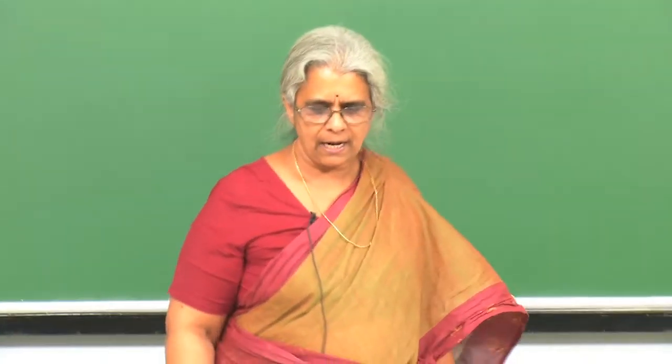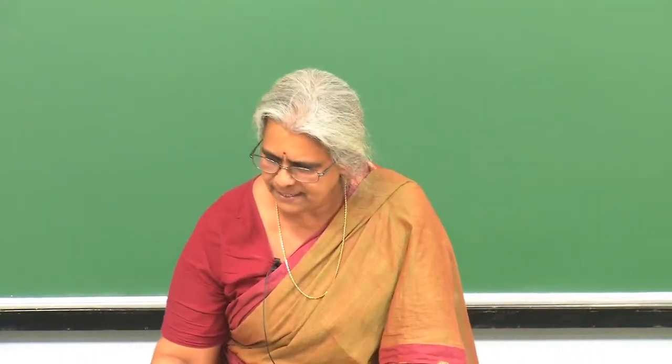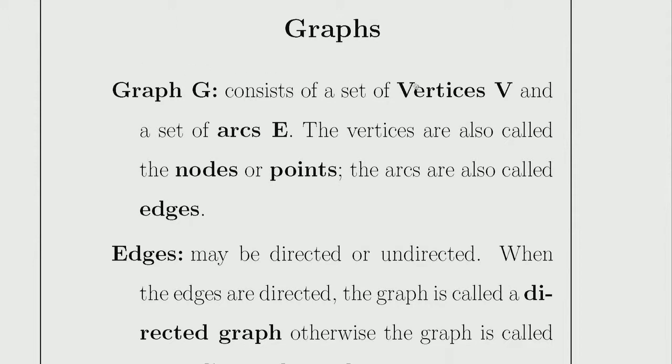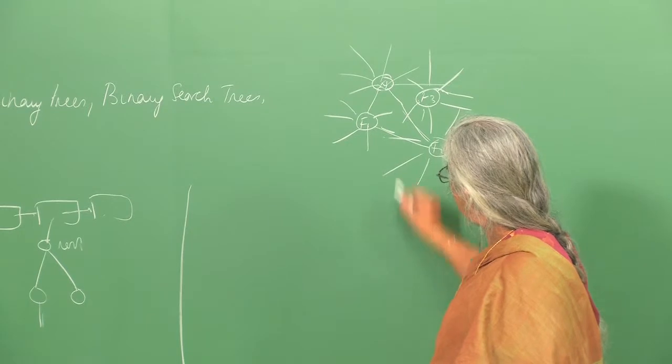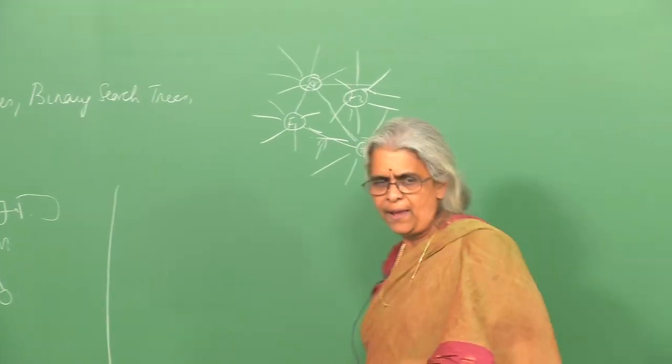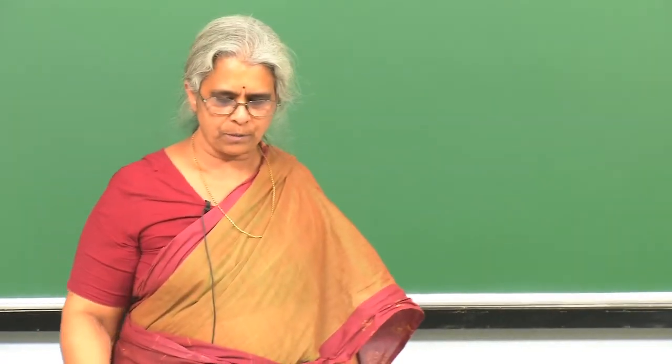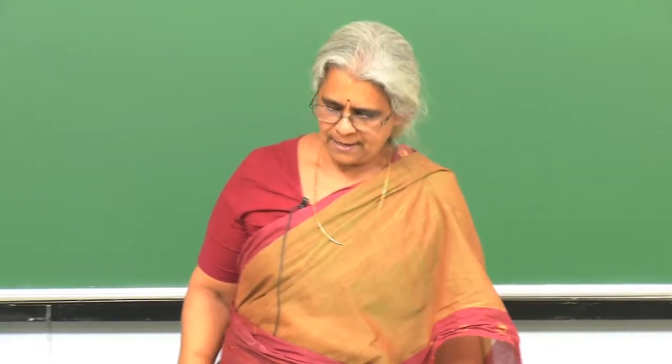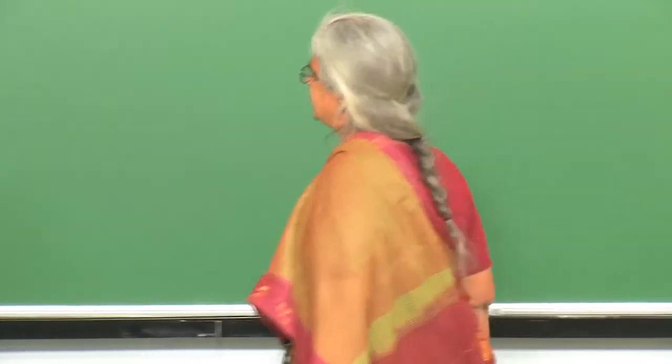So, another nice type of data structure is what is called a graph. A graph essentially consists of a set of vertices. The vertices here are you and your friends in the social network, and these vertices are connected by arcs if there is some connection. So, you have a set of vertices, and if there is a connection between two of them, something like you are a friend or whatever it may be, then that is represented by an arc. The vertices are also called nodes or points, and the arcs are also called edges.